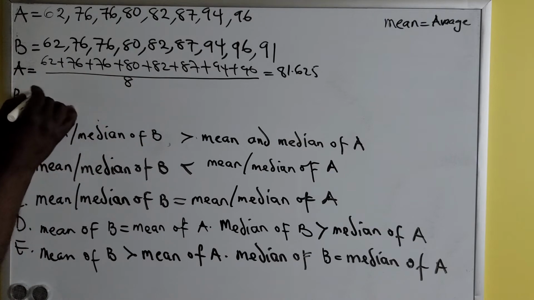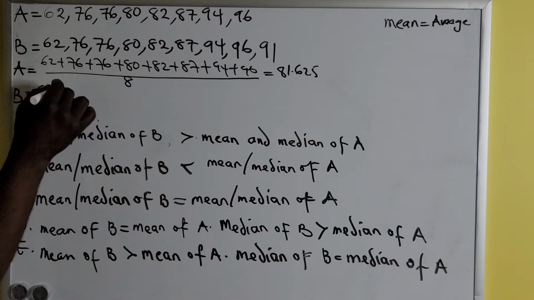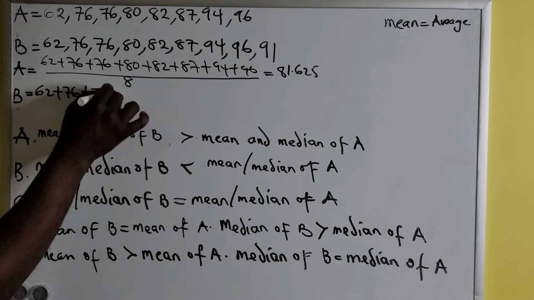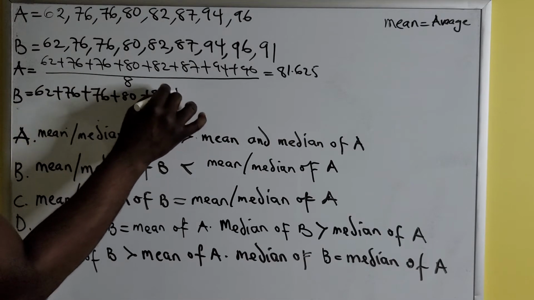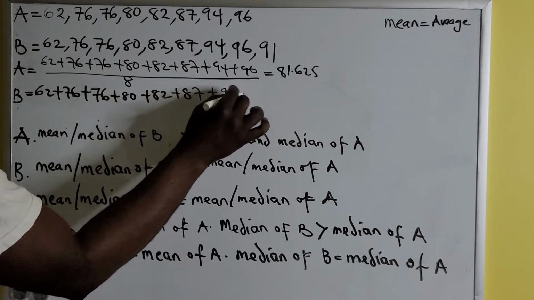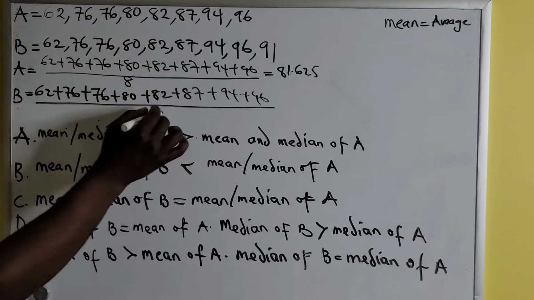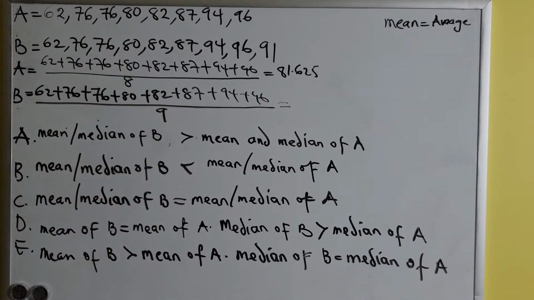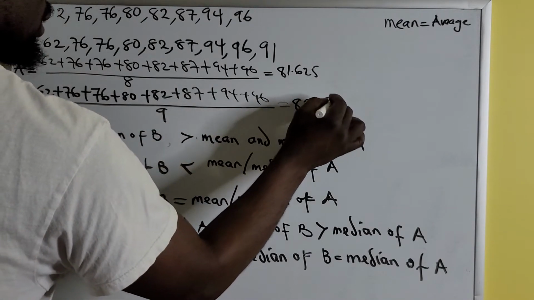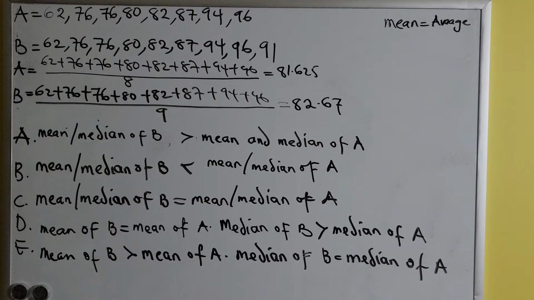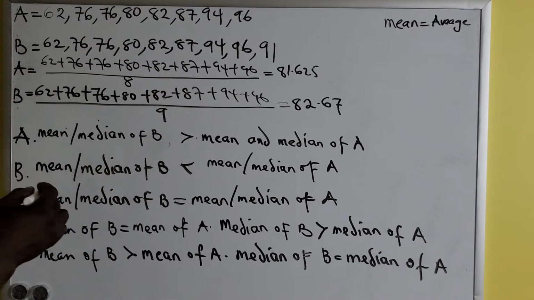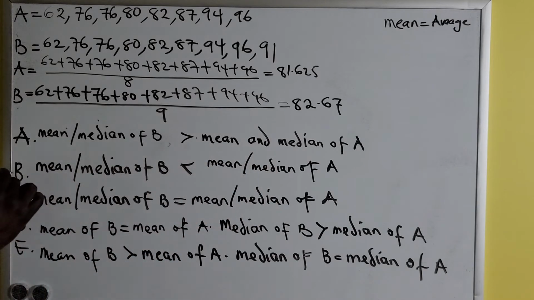And if you do the same for B, add all these numbers together, including 91, divided by 9. So it's equal to 62 plus 76 plus 76 plus 80 plus 82 plus 87 plus 94 plus 96 plus 91, divided by 9, because you have 9 numbers. And if you do this math, you will come to 82.67. So the mean of B is greater than the mean of A. So right there you can eliminate some choices. Option B, the mean and median of B is less than the mean and median of A, is wrong. So you can eliminate that.